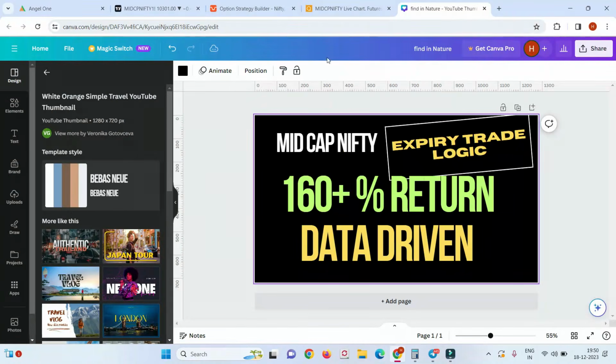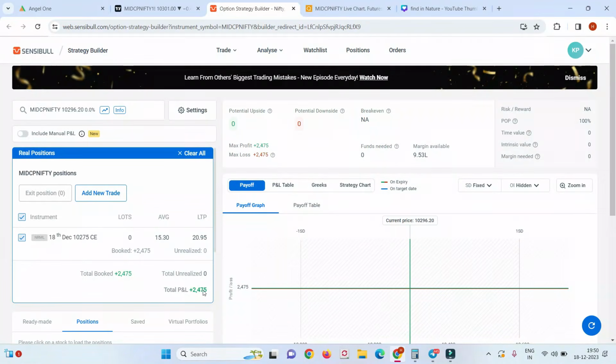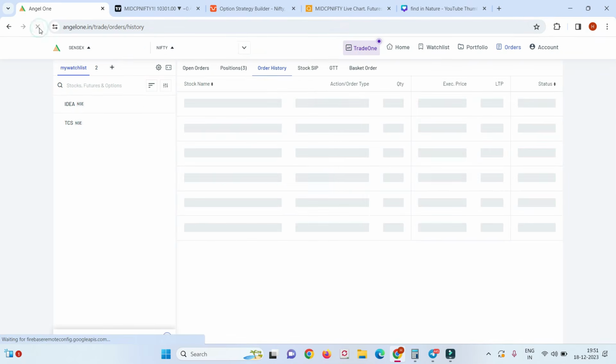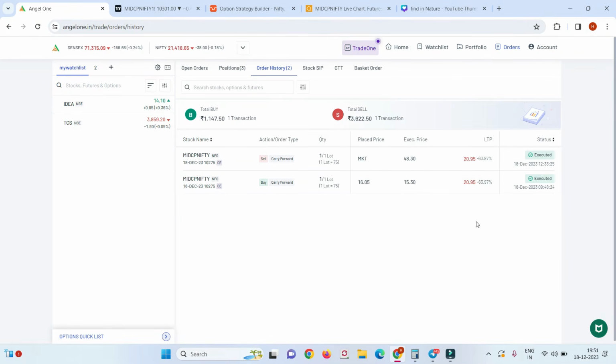All right, so now let me take you to my Sensibull. See, if you look at the 2475 profit, I've deployed almost 1200 or 1300, and then we have more than doubled it. Now let me show you whether this is my real trade or not. Let me refresh this page, because this is what I do. I always show my trades. Just try to learn the trade logic.